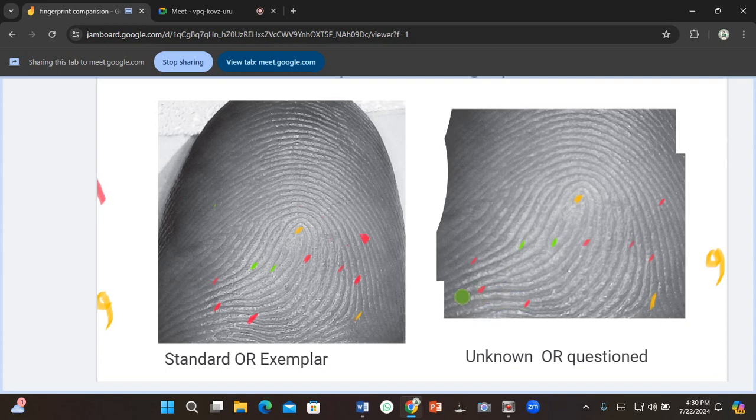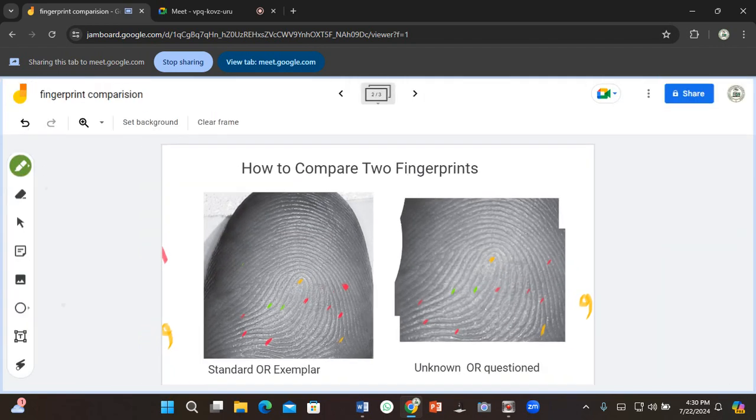We are going to stop here today so that next week we can start from another example that will be totally different from this one. This one we have identification, but in the other one we have an example where we have exclusion.